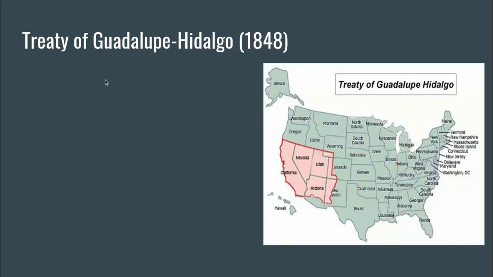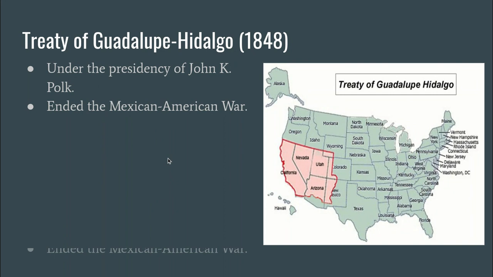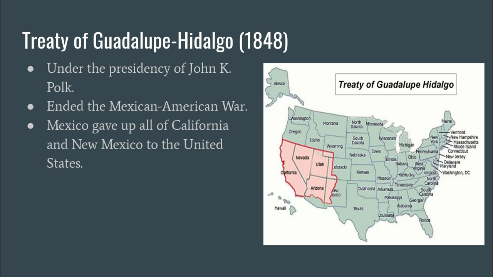So then we have in 1848 the Treaty of Guadalupe Hidalgo. And this is also under the presidency of John K. Polk. It ended the Mexican-American War. In this treaty, Mexico gave up all of California and New Mexico to the United States.